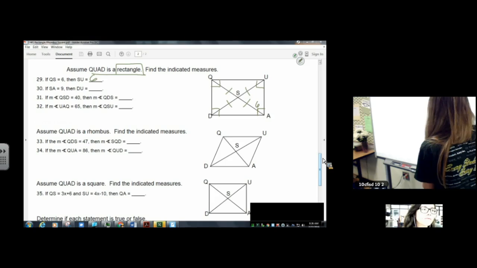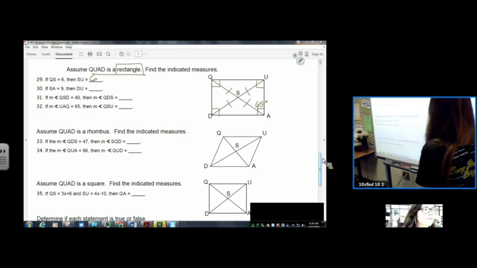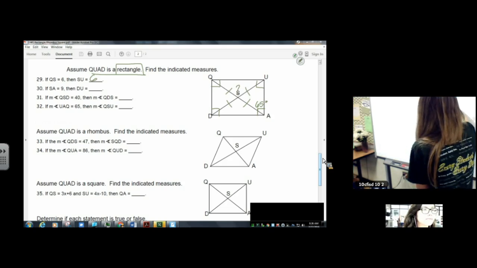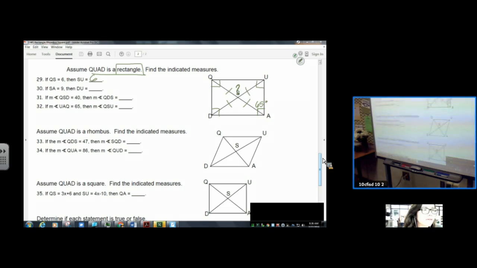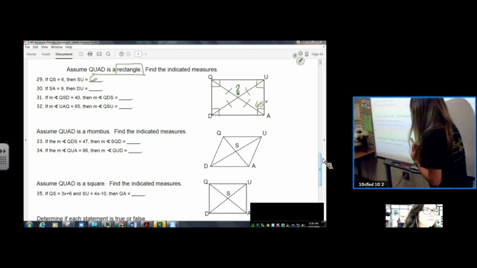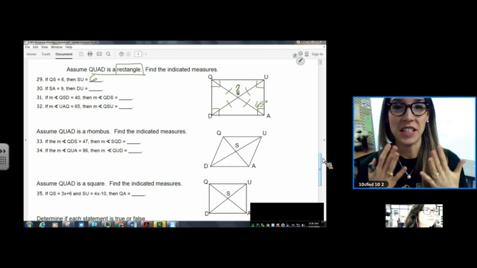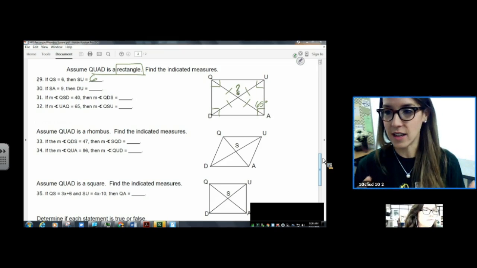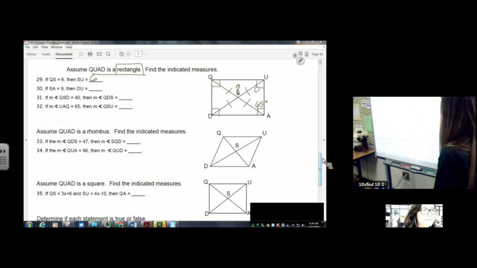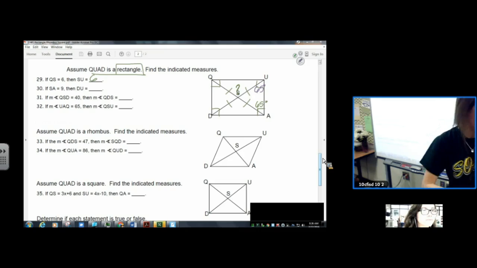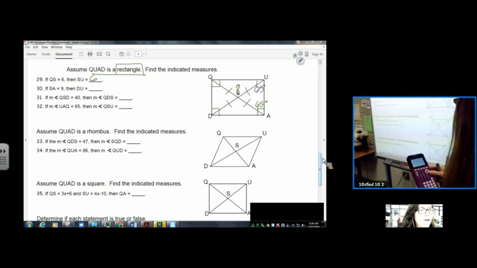is 65, then QSU, ooh, that one's a little bit more tricky. Okay, so we're looking for this angle right here, and we know that that one is 65. So I want you to always think, every time, of a parallelogram as made up of isosceles triangles. Those are all isosceles triangles. And we know in an isosceles triangle that the base angles are congruent. So 65, 65.